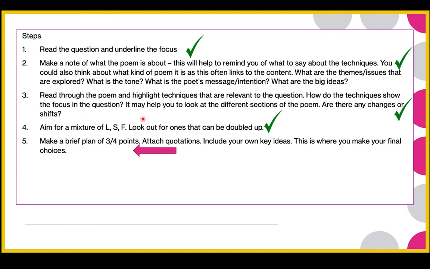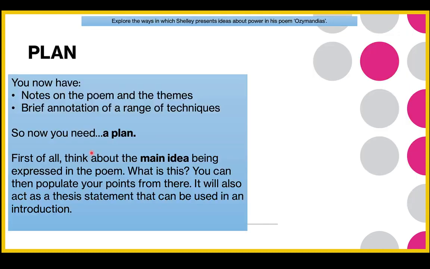So let's have a look at where we are. We've gone through all of these four steps, and now we're at the point where we can really go back to the question and think carefully, okay, what is my plan? You do need to have a plan. It's very, very important that you have some kind of order and structure to your ideas. Again, thinking back to that AO4, having coherence when you're writing out your ideas, and also thinking about how you're ordering your personal response. So you do need a plan.